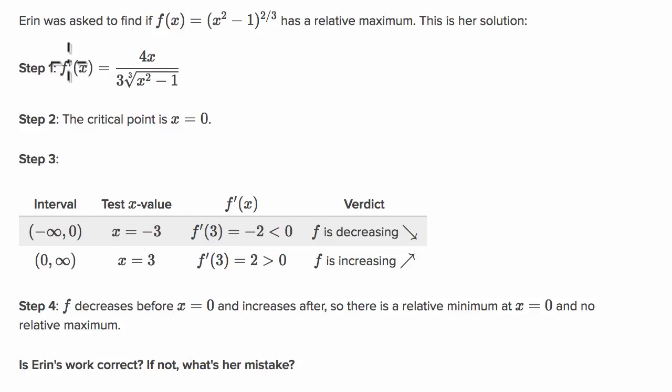So she says that this is the derivative. I'm just going to reevaluate it here to the right of her work. So let's see, f prime of x is just going to be the chain rule. I'm going to take the derivative of the outside with respect to the inside. So this is going to be 2/3 times (x squared minus 1) to the 2/3 minus 1, so to the negative 1/3 power, times the derivative of the inside with respect to x. So the derivative of x squared minus 1 with respect to x is 2x.